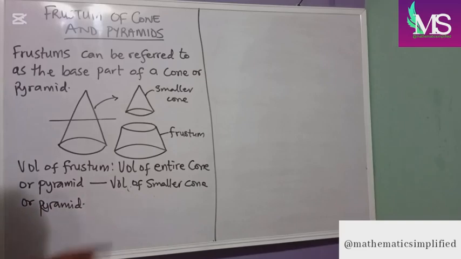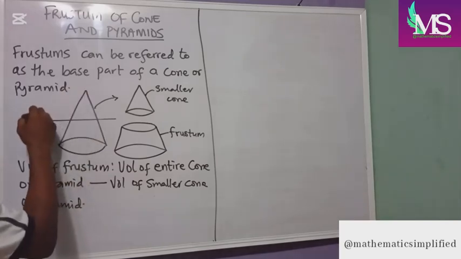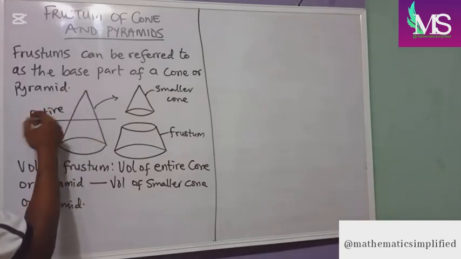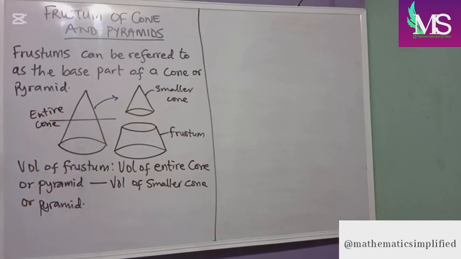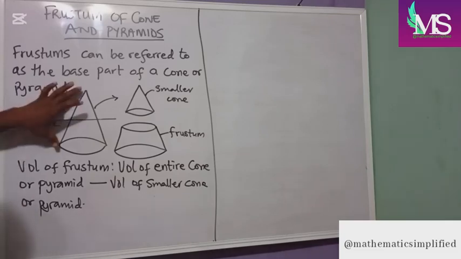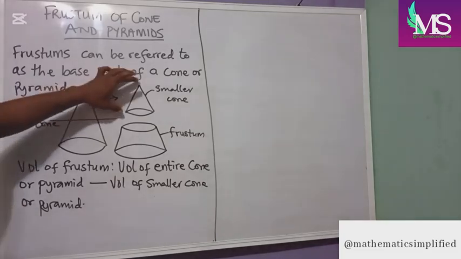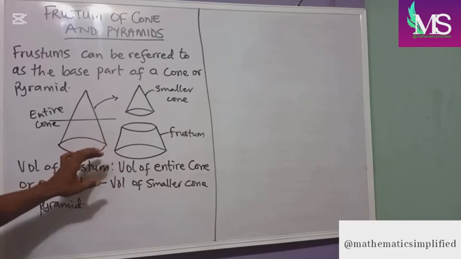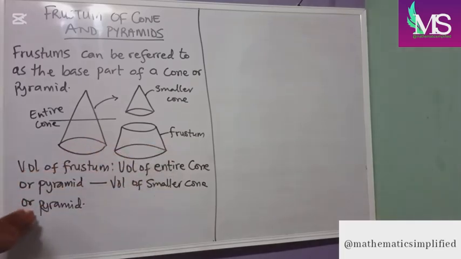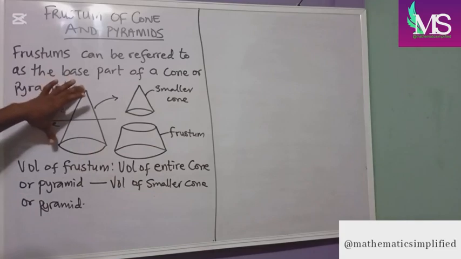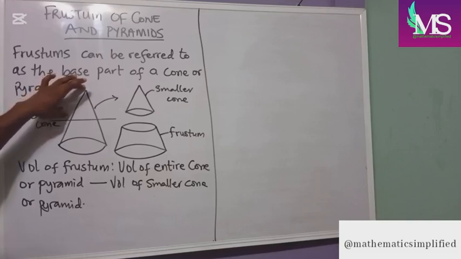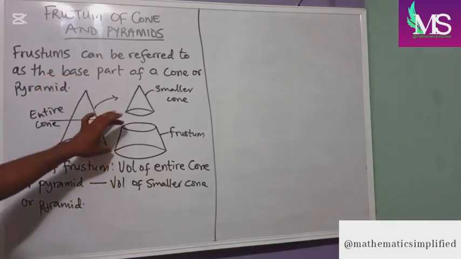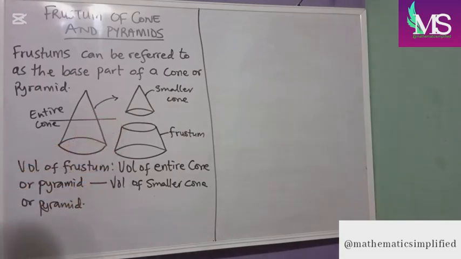So what this simply means, if this is our entire or whole cone, the volume of this entire cone minus the volume of this small cone will give us the volume of our frustum. Likewise, for the pyramid, the volume of the entire pyramid minus the volume of the smaller pyramid will give you the volume of your frustum of pyramid.